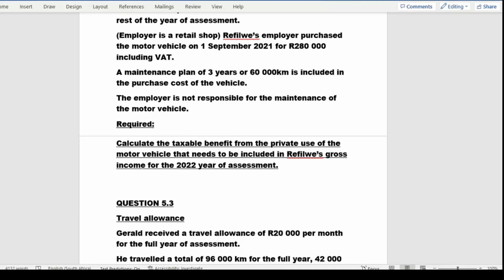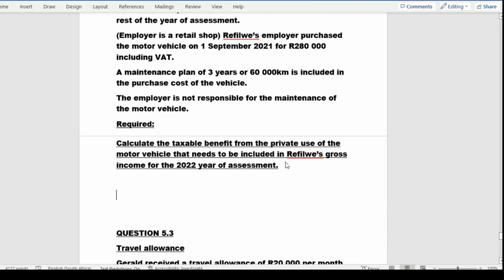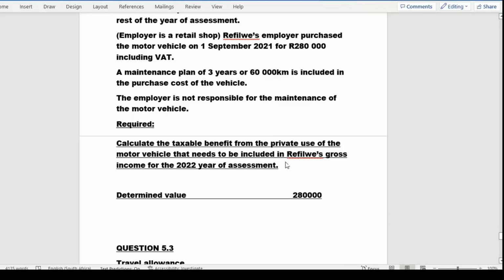Yes. All right. Please attempt it for me. What's your approach? Determine the value of how much? 280,000. Yes, so we're going to write determine value, 280,000. And then we're going to multiply it by 3.25% because there is a maintenance plan.